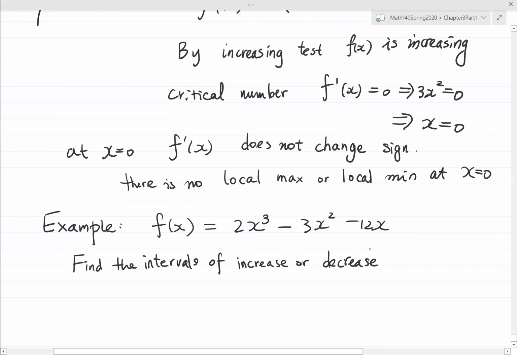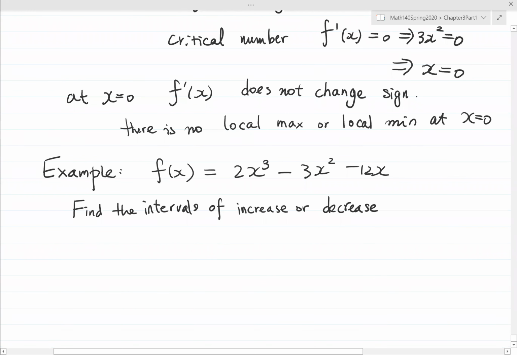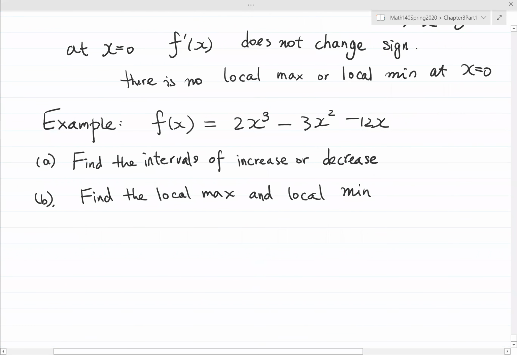For the intervals where f(x) is increasing, we need to use the increasing/decreasing test. So we first take the derivative. Then, part b, find the local max and local min. Okay, let's first find the increasing or decreasing intervals. We first take the derivative.